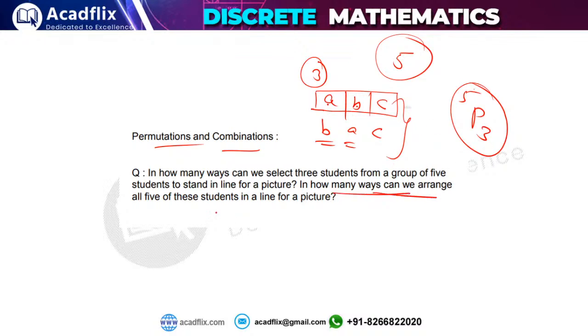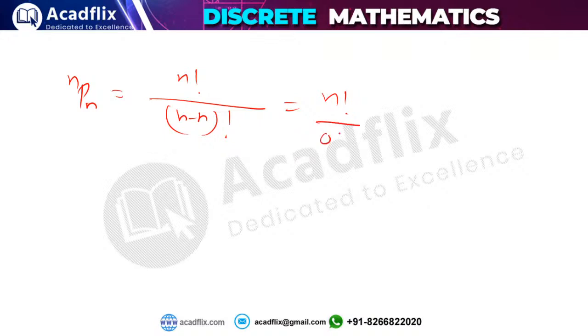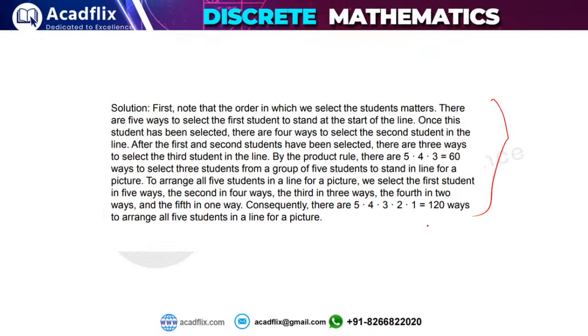Now in this question he is saying that if you want all the 5 students, then the answer will be 5P5. This 5P5 is nothing but 5 factorial. Actually, what is this nPn? Let's try to find what nPn is. nPn is nothing but n factorial divided by (n minus n) factorial. So this is n factorial divided by 0 factorial, and 0 factorial is 1. So finally you will get n factorial. So nPn is actually nothing but n factorial. Okay, so you can see this solution.